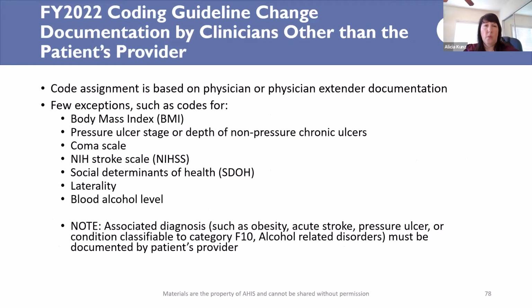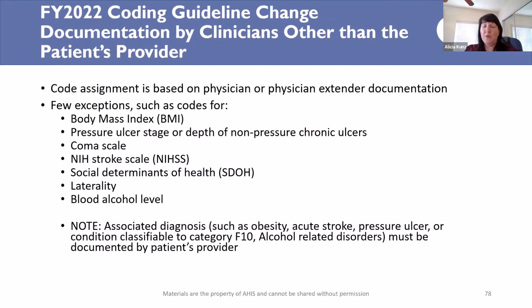So the codes that were assigned are based on physician or physician extender documentation. There are some exceptions. For instance, BMI. We can get the documentation for the body mass index from our registered dietitian. Pressure ulcers or other chronic non-pressure ulcers, we can get that documentation about the severity level or the stage from our treatment nurses. There's some other information here, coma scale, NIH stroke scale, social determinants of health, that's a section we'll touch on later, blood alcohol level.